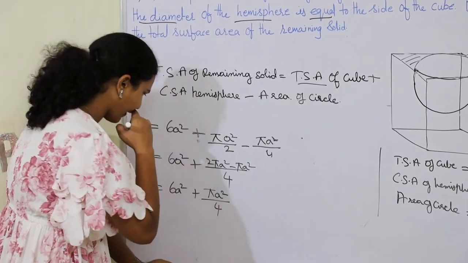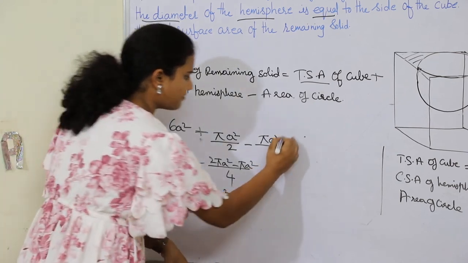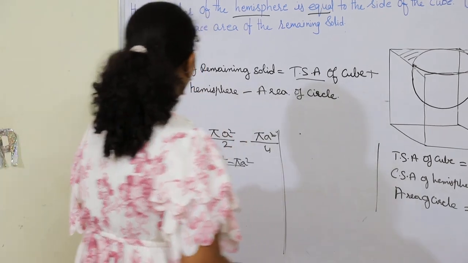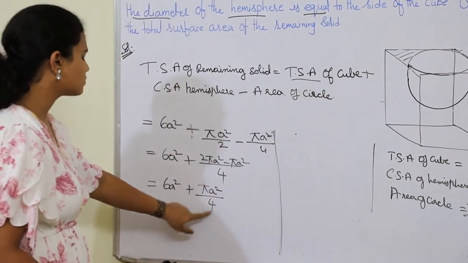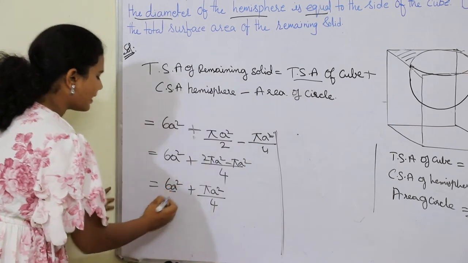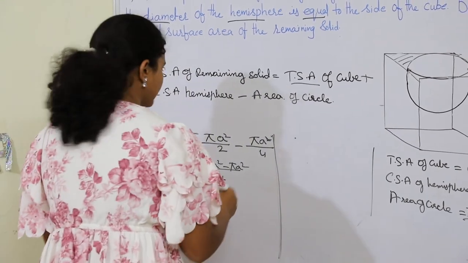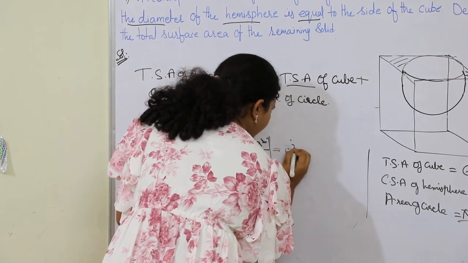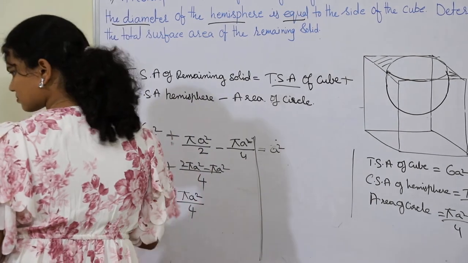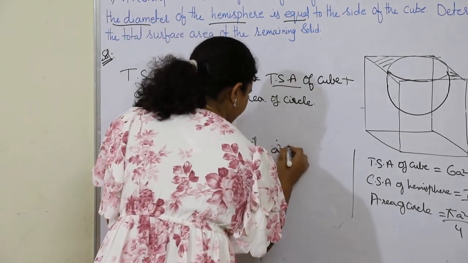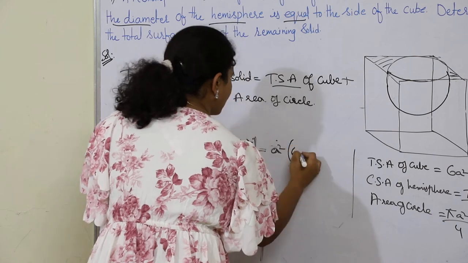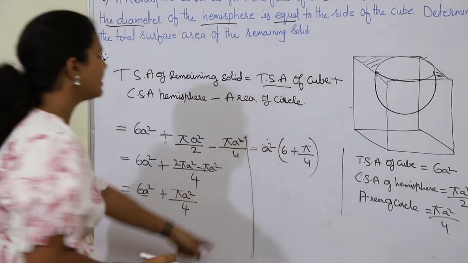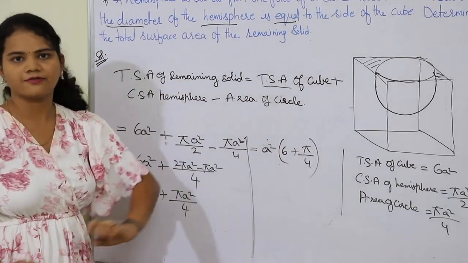Now let me further write down here over here. So if I write here, I got what? 6a square plus pi a square by 4. Now take a square as common. Take out a square as common, so we get a square into 6 plus pi by 4.